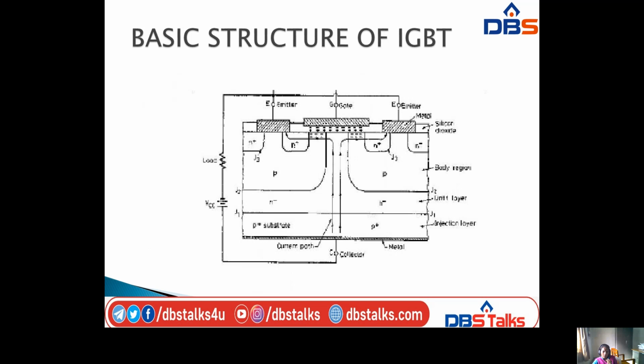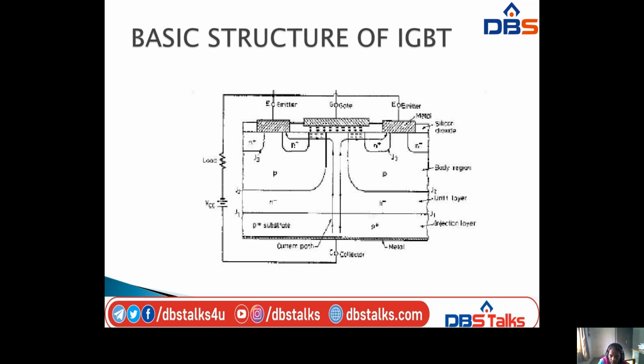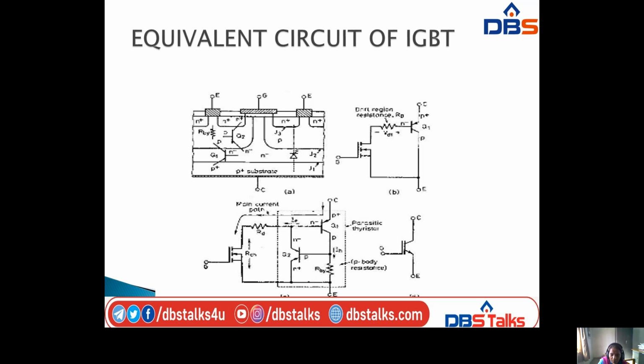So this is the basic structure of IGBT. Here the collector, emitter and gate will be there. Here is the body region, the injection region, the buffer region and the drift region. So this is the body region, this is the drift region, this is the buffer region, and at the last we have the injection layer.